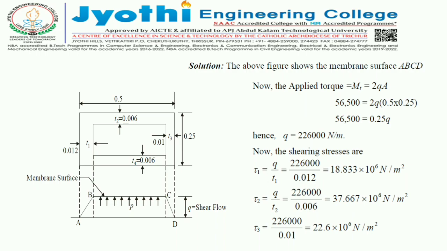Next we find shearing stresses throughout the cross section. Shear stress varies according to thickness. So shear stress τ1 along the thickness T1 is found out by τ1 is equal to Q by T1. τ1 is equal to 80.833 into 10 raised to 6 Newton per meter square. τ2 is equal to Q by T2, that is equal to 37.667 into 10 raised to 6 Newton per meter square. τ3 is equal to 22.6 into 10 raised to 6 Newton per meter square.